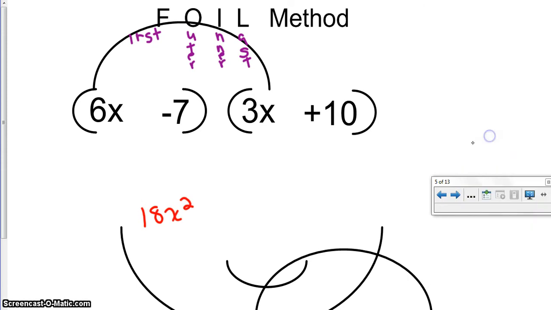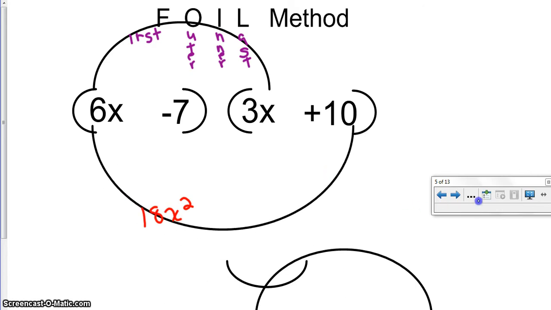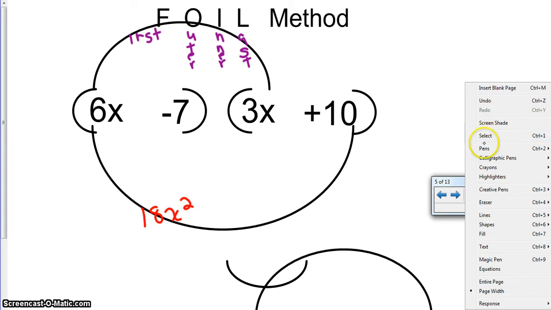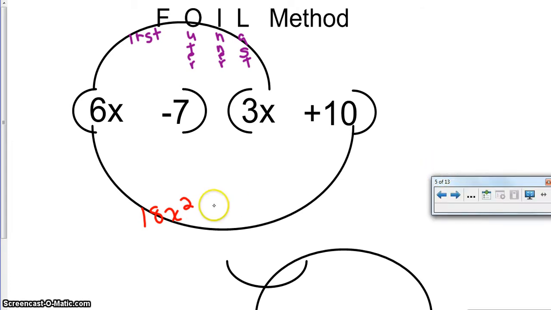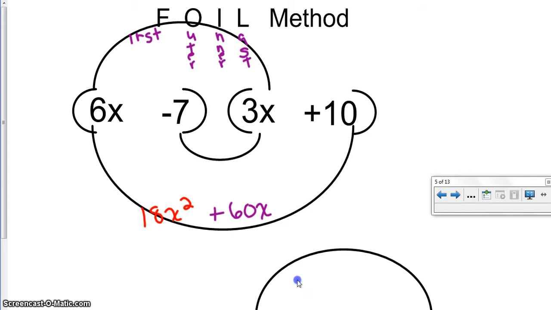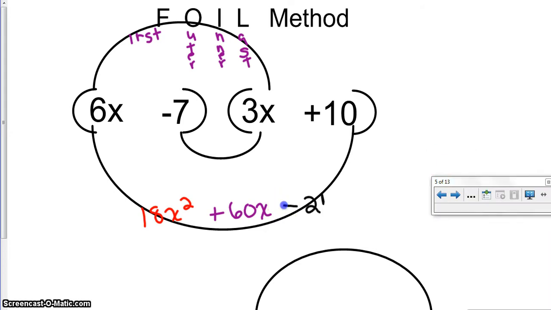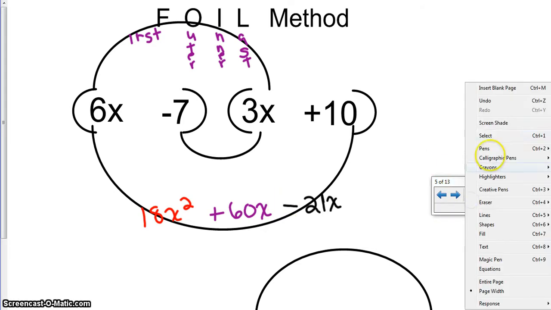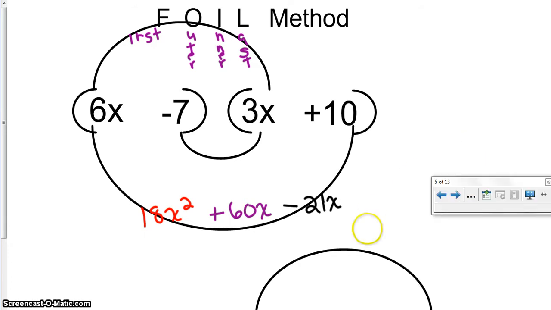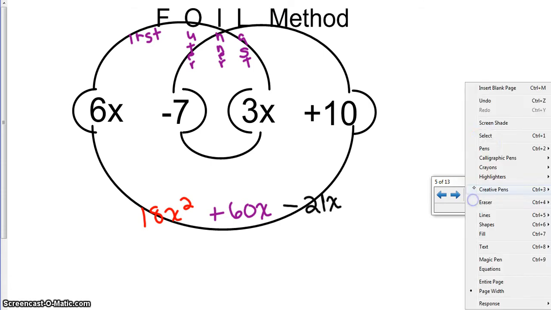Outer, multiply your outer terms. Your outer terms are 6x plus 10. So 6x times positive 10 gives me positive 60x. Next, inner, negative 7 times 3x is, that's right, negative 21x. And then finally multiply the last two terms. Negative 7 times positive 10 is negative 70.